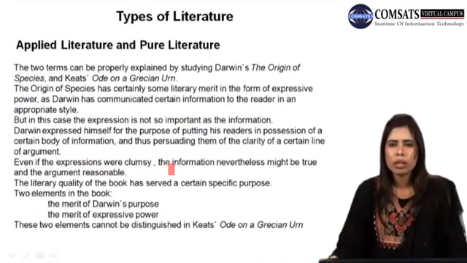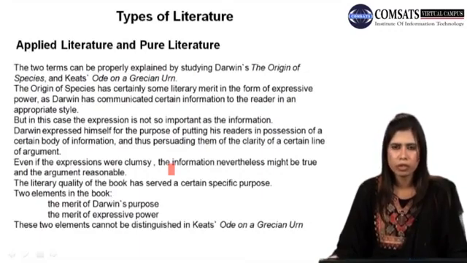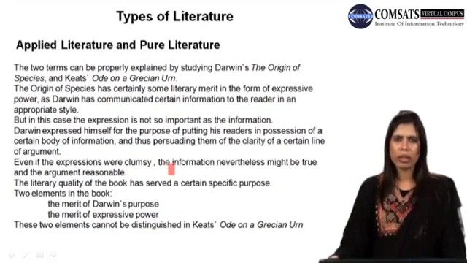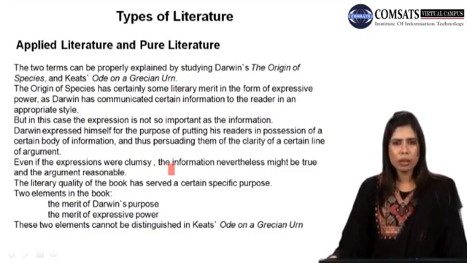Now we are moving to another concept, that is the types of literature. As I told you before, there are two types of literature. One is pure literature and the other one is applied literature. These two terms can be properly explained by studying Darwin's The Origin of Species and Keats' Ode on Aggression on. The Origin of Species has certainly some literary merit in the form of expressive power, as Darwin has communicated certain information to the reader in an appropriate style.